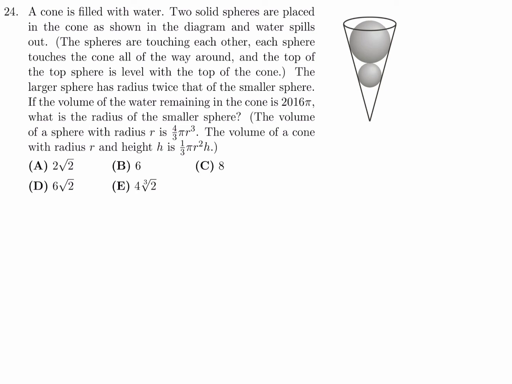The larger sphere has a radius twice that of the smaller sphere. If the volume of the water remaining in the cone is 2016 pi, what is the radius of the smaller sphere? The volume of a sphere with radius r is 4/3 pi r cubed. The volume of a cone with radius r and height h is 1/3 pi r squared h.